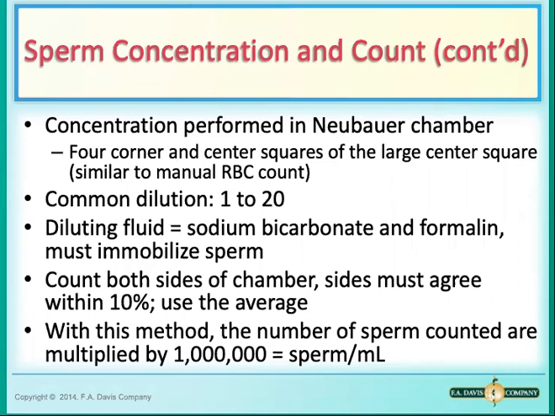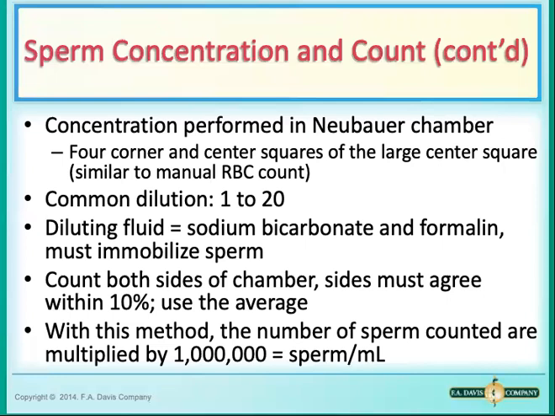You will then take an average of the 2 counts and put that into your calculations. If the count from one side of the chamber and the count from the other side do not agree with one another, then you would have to do your dilution again and repeat your counts one more time.